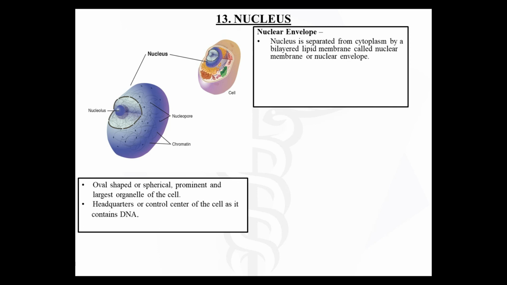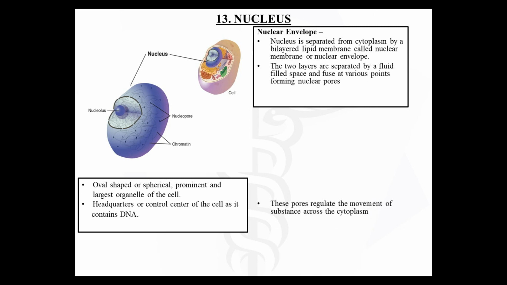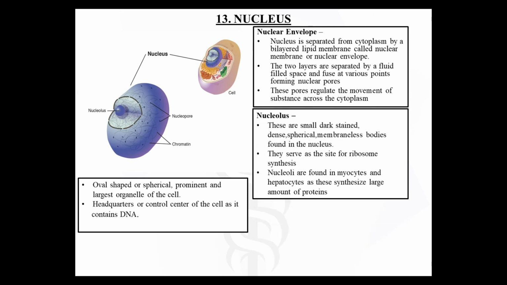First, let's see nuclear envelope. Nucleus is separated from the cytoplasm by a bilayer lipid membrane that is similar to plasma membrane called nuclear membrane or nuclear envelope. This membrane encloses the nucleoplasm, a jelly-like fluid in which the other nuclear elements are found. The two layers are separated by a fluid-filled space and fuse at various points, forming nuclear pores. A nuclear pore shows a large central opening which is about 10 times larger than those present in plasma membrane. Those pores regulate the movement of substances between the nucleus and the cytoplasm.